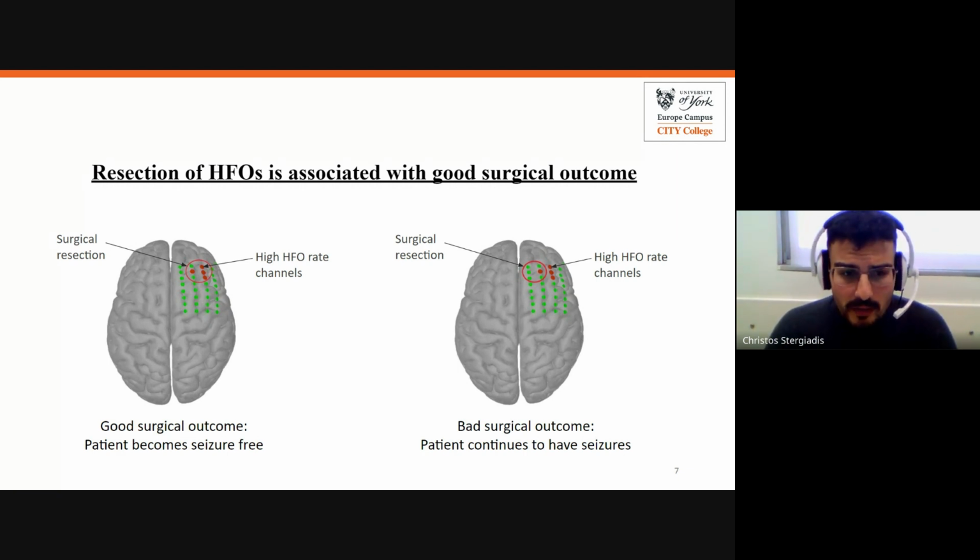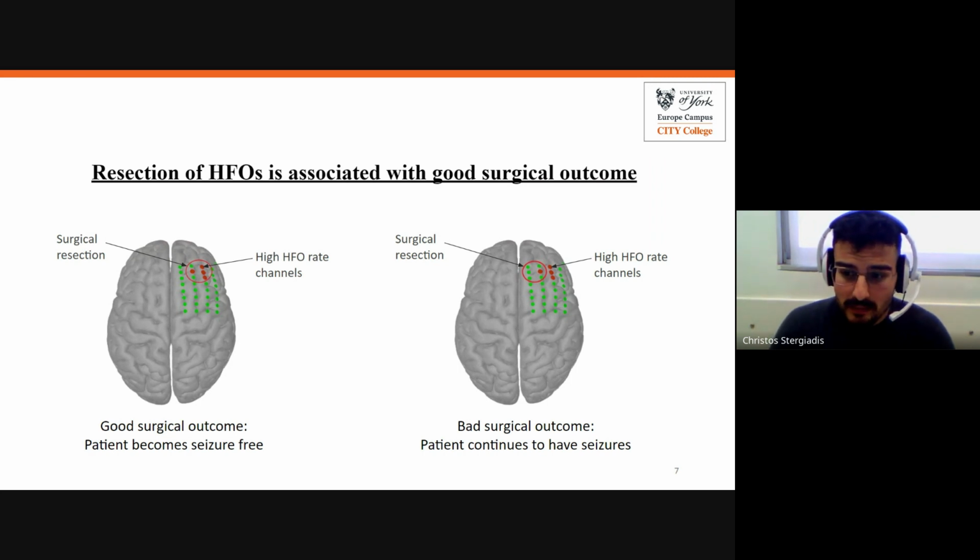There are a lot of studies now that support the notion that by resecting the areas where a lot of these high-frequency events occur, we have very good surgical outcomes. What they did is take the recording, look inside the brain, and see that in a specific area there are a lot of high-frequency oscillations. If they resect this area, if they take out the brain tissue from that area, they found that after 6 months, 1 year, 2 years, 3 years, 5 years after the surgery, the patient remained seizure-free, meaning that they became healthy.